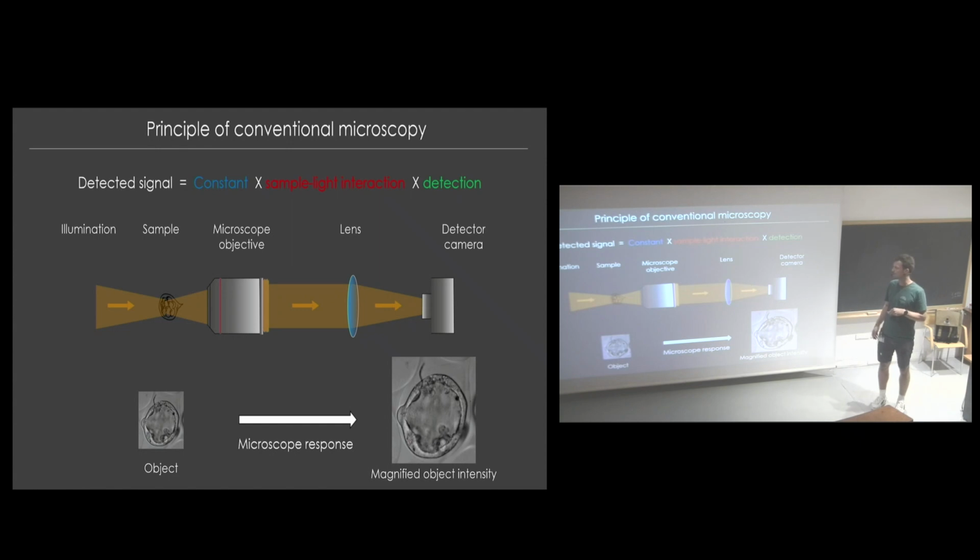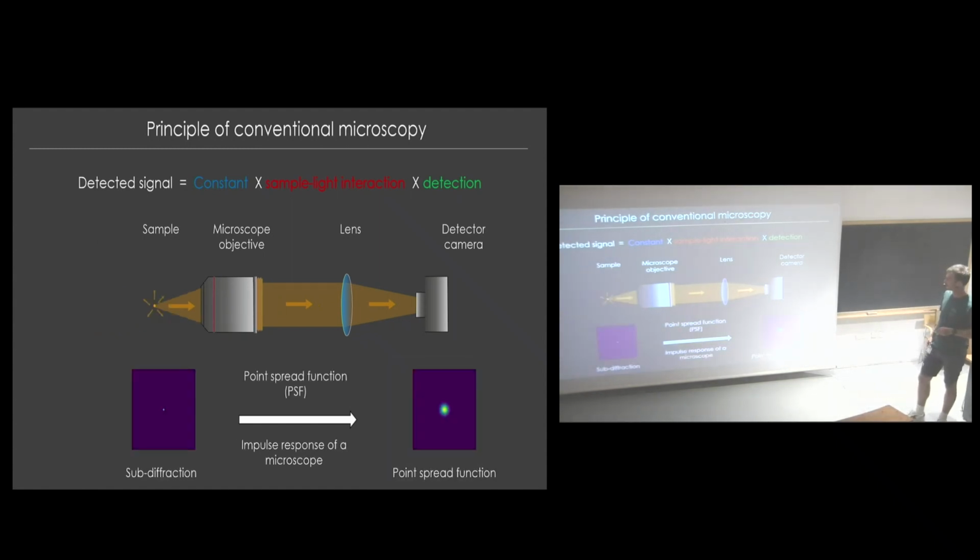Okay? In optics, we have only intensity detectors. We don't have access easily to the field. But to understand how it works, usually you take a subdiffraction bead, and when you image this, you obtain an enlarged image of this bead, and this is called the point spread function of your microscope, or the impulse response of your microscope. And this, you can easily calculate for the bright field microscope.